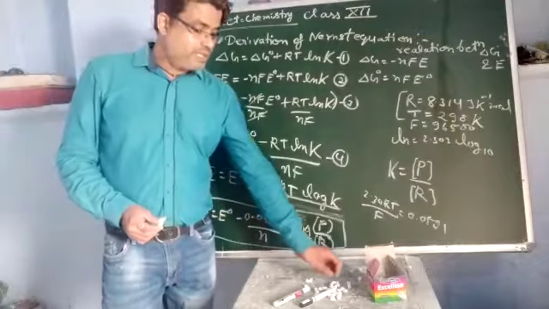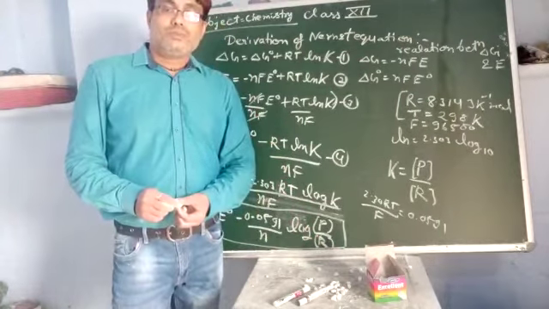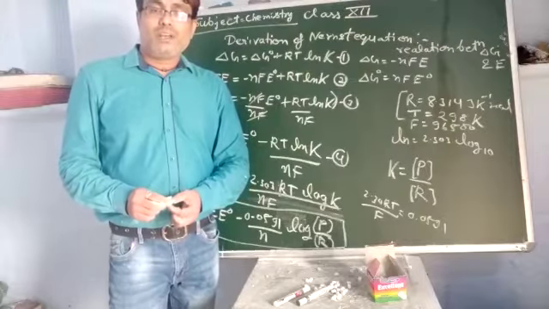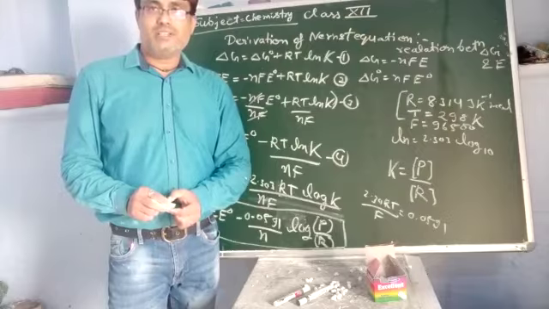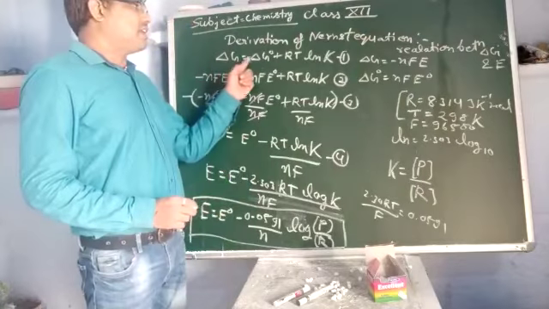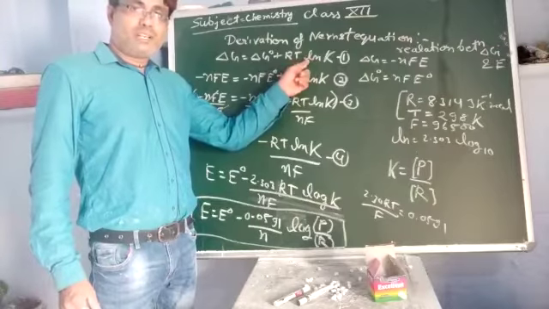Students, today our topic is derivation of the Nernst equation. So actually we have a relation between the Gibbs free energy and standard Gibbs free energy, that is delta G is equal to delta G naught plus RT ln K. This relation we have studied in 11th class.